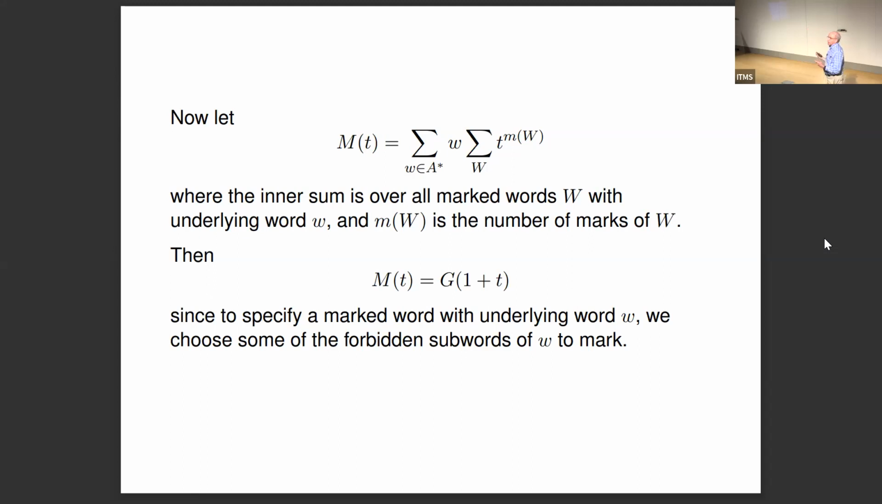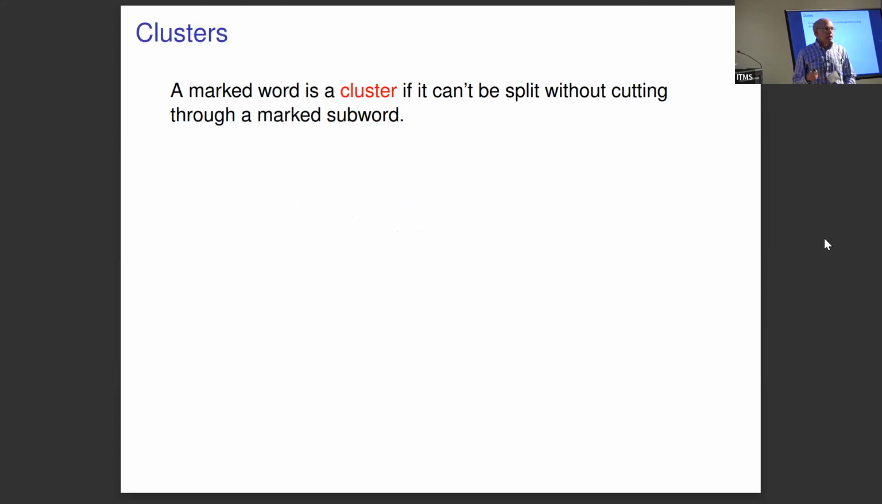So m of t then is g of 1 plus t. This is actually an example of something that we do all the time in enumerative combinatorics. We count something in two different ways. I can either, as we'll see, get a direct formula for m of t by counting these marked words, but I can also count marked words by just starting with an arbitrary word, and I know all of the forbidden subwords, and I just pick some of them, which gives me the g of 1 plus t formula. Okay, so how do I count marked words?